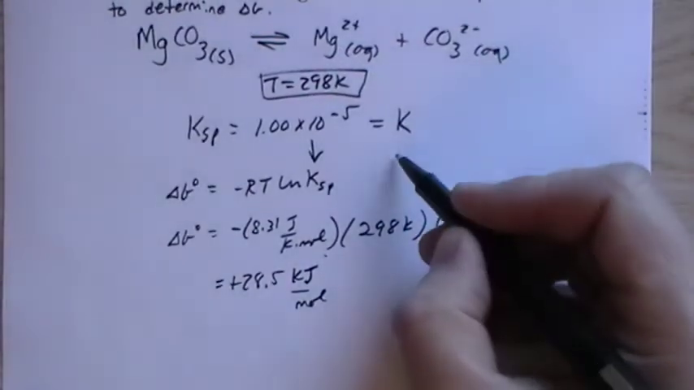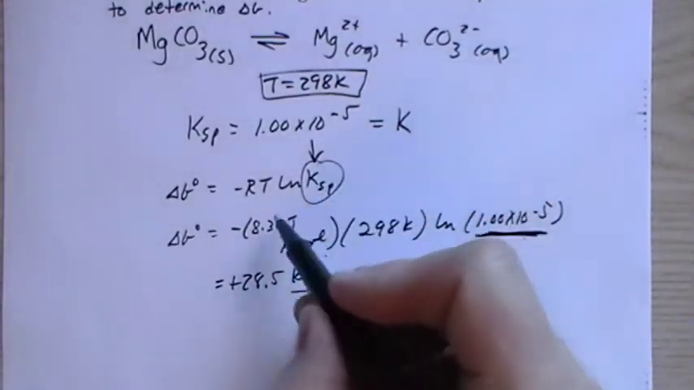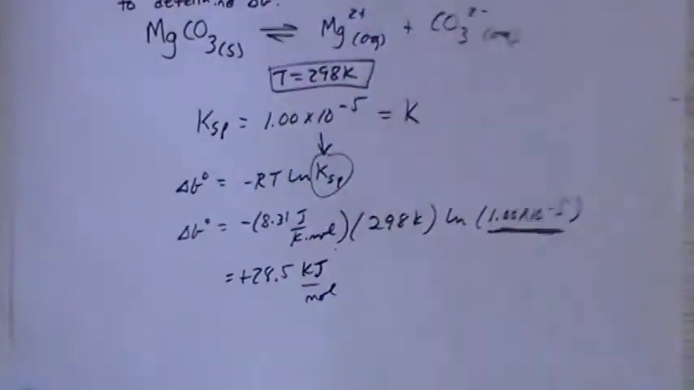And that's how you do it. Whatever K value you were given, you just put it directly into the equation and solve for delta G. Don't forget that negative in there.